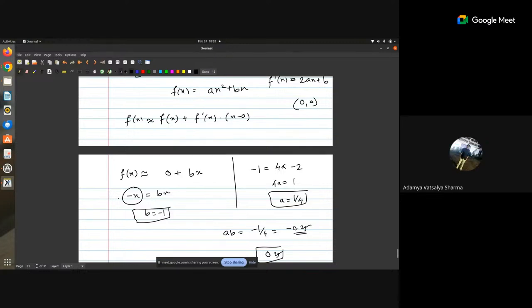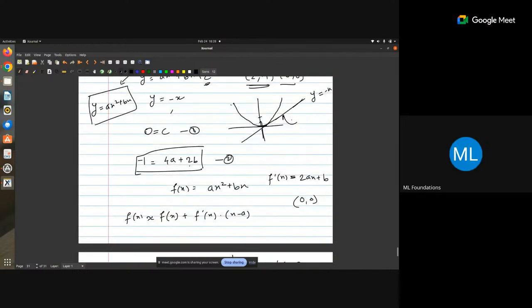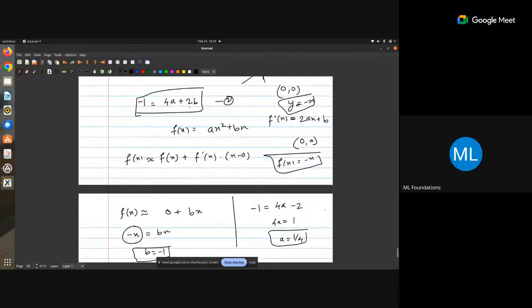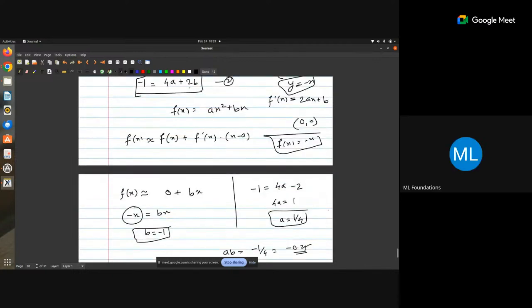How do you get minus x there, sir? Given that the tangent to this curve at 0, 0 is the line y equals minus x, so y is basically f of x equals minus x, right? This is the important part. Otherwise, it would be very solvable. But this is an interesting question, a good question.